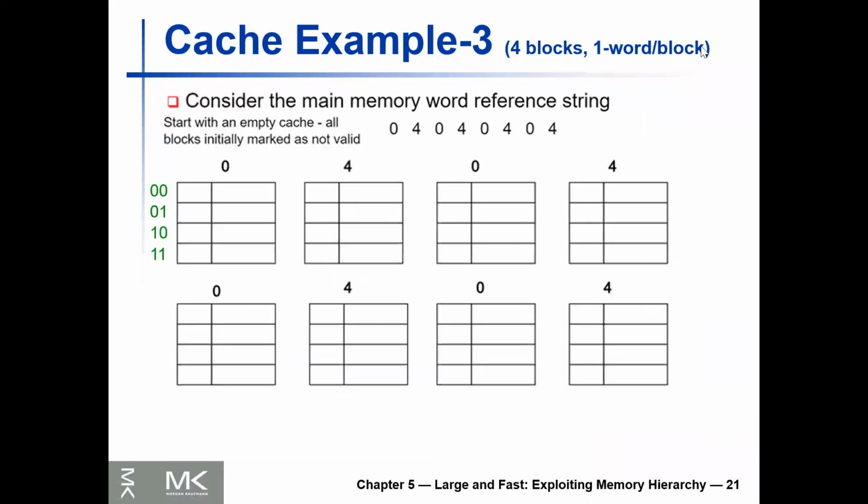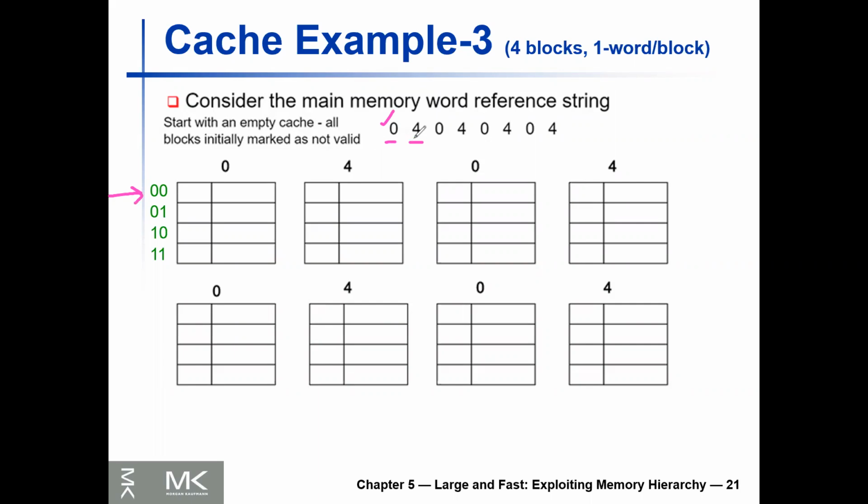Okay, guys. See this example. In this example, we have 4 blocks, and again each block can have 1 word. If you look at this one, 0 and 4, they are going to be referenced one by one. So for 0, what will be the index? Because all are 0, 0, 0, the index will be 0, right?